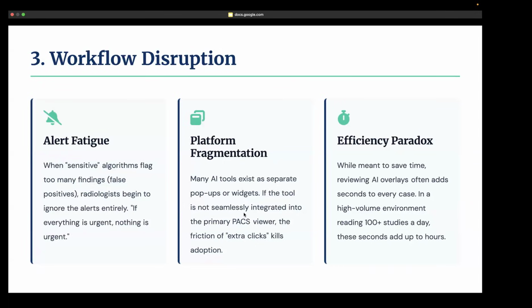The other thing is sensitive algorithms. Alert fatigue is very real. Sensitive algorithms flag a lot of findings, and radiologists then begin to ignore them completely, which is kind of the saying, if everything is urgent, nothing is urgent.